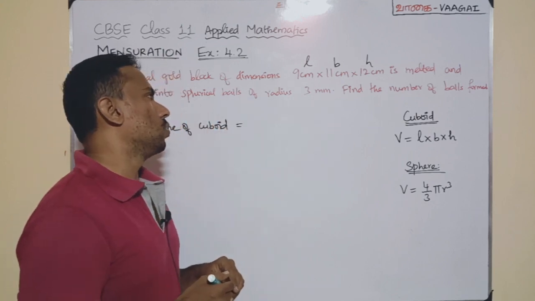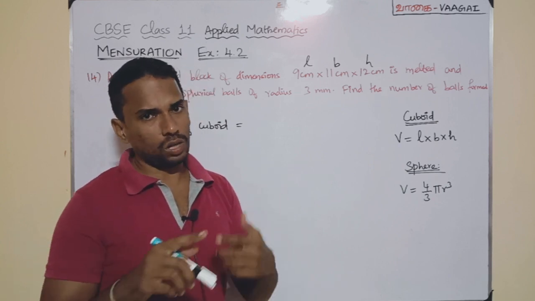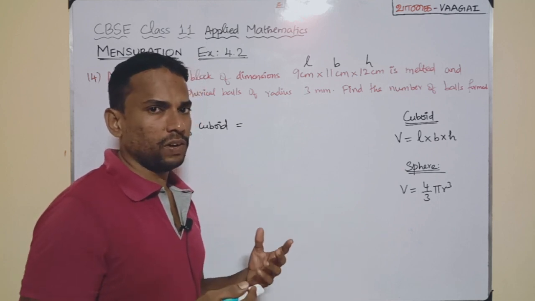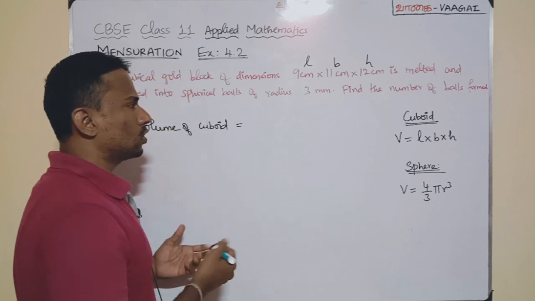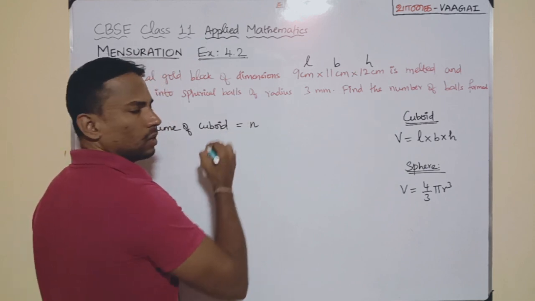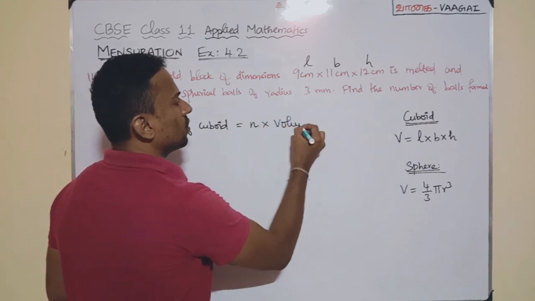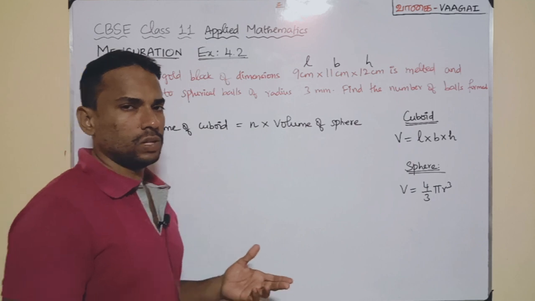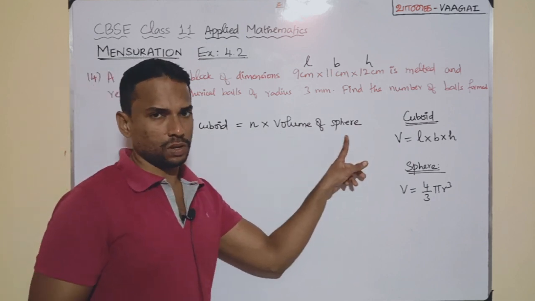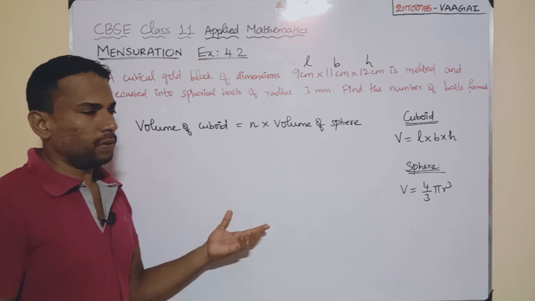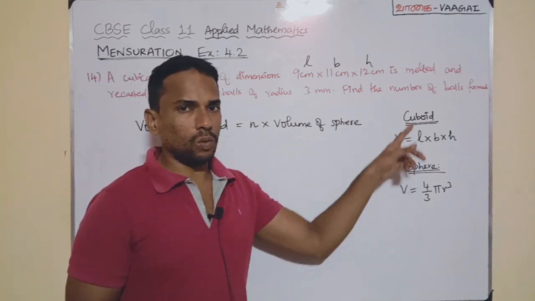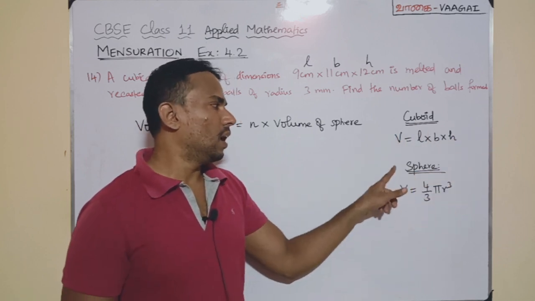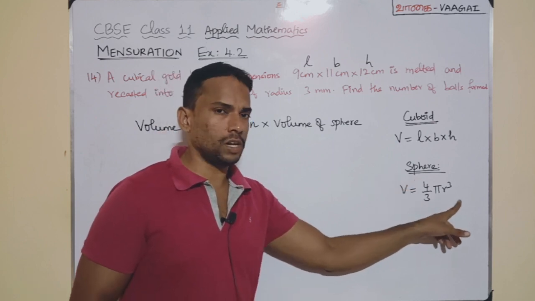So spherical balls means you have to consider all the balls. This will be equal to the volume of all those spherical balls, but we don't know how many spherical balls are formed. So let's take the number of spherical balls to be n. So n into the volume of each sphere, because all of them are going to be of equal size, so I'm taking n into the volume of one sphere. This way if I equate, it will be easy for me to calculate the answer. The volume formula for a cuboid is length into breadth into height, we know it very well. And for a sphere the volume is 4 by 3 pi r cube, where r is the radius.